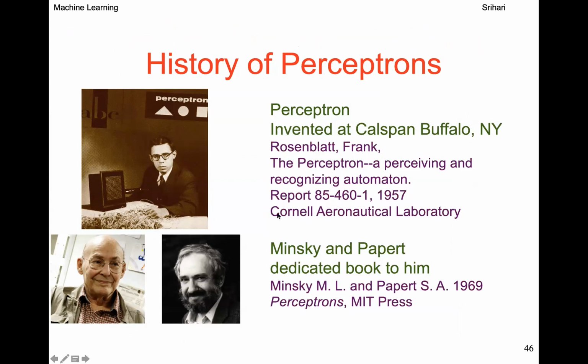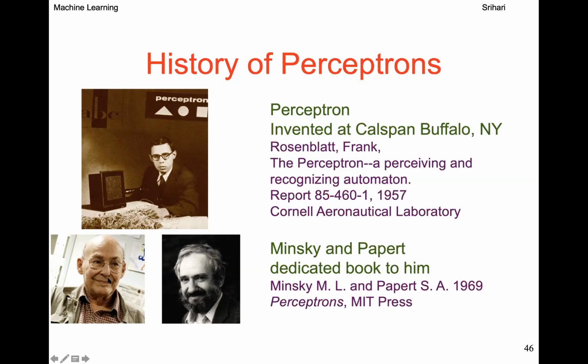And where did he invent it? At Cornell Aeronautical Laboratories, now known as Calspan. And that is the central algorithm, and today's methods in all of AI talk about the multi-layer perceptron, which is nothing but deep learning, which is the basis of all the AI that you see in the world around us. This is where it began.